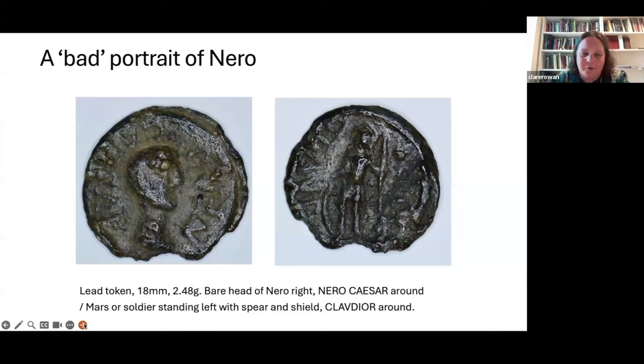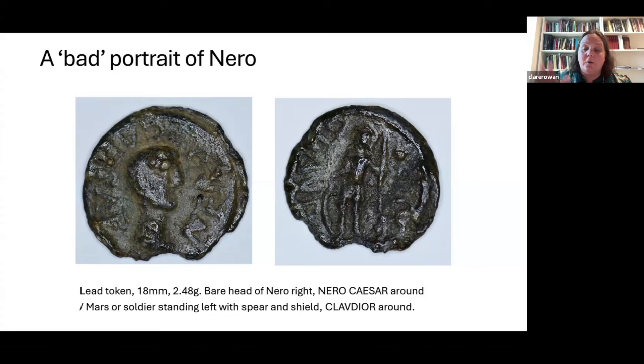This is a portrait of Nero, believe it or not. And you don't just have to take my word for it. We can see the writing around the outside of the portrait actually reads Nero Caesar. I don't think we would be able to identify this as Nero otherwise. Interestingly, on the other side, we have either Mars or a soldier. Mars standing in this way hasn't actually appeared on Roman coins yet. So again, this is a forerunner of what will come. It's only later that Mars appears like this.